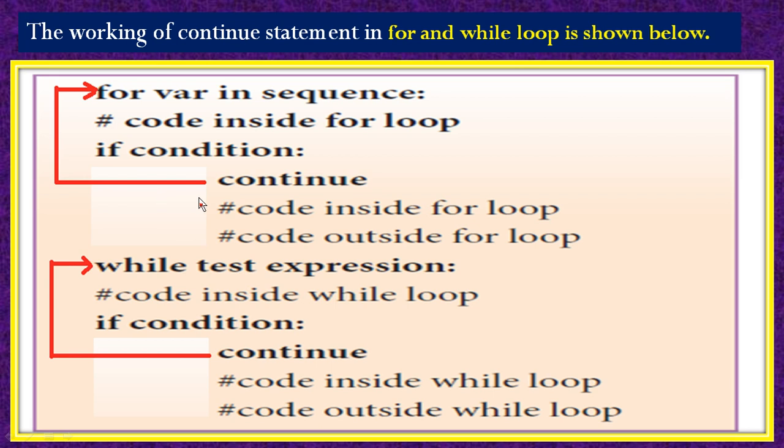In your book, it is wrongly printed: the control transfers to the outside of the for loop. You correct that picture as shown here by the red line. The control transfers to the next iteration of the loop. In your book it is printed as the control transferring to the outside of the loop, so that is not correct. It transfers to the next iteration of the current loop. So correct it in your book.